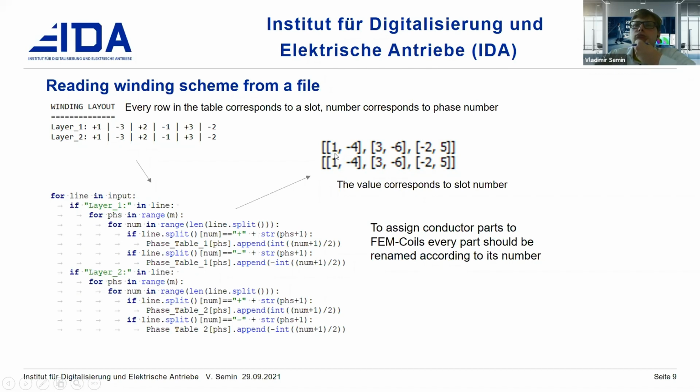This I can explain shortly. For example, here it means that in the slot 1, the phase 1 has positive direction, and in slot 4, phase 1 has negative direction. One would read it like that.